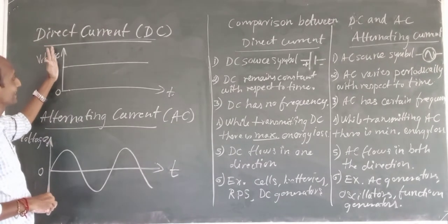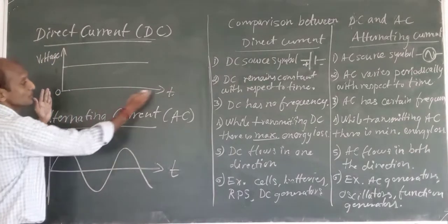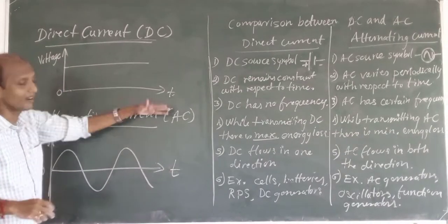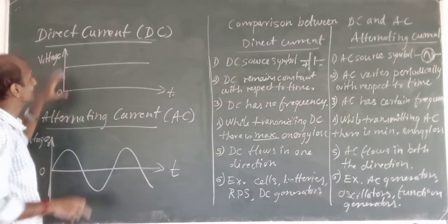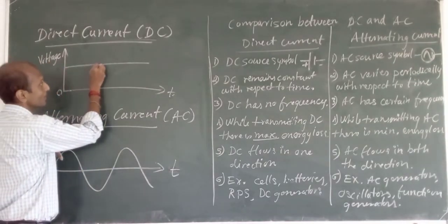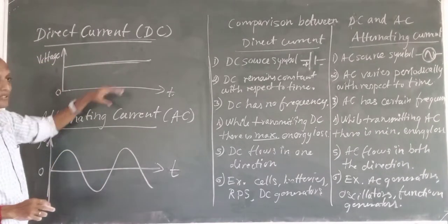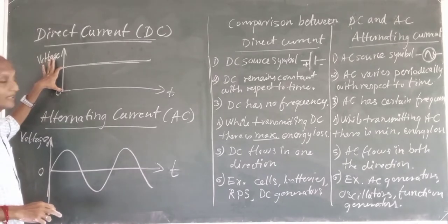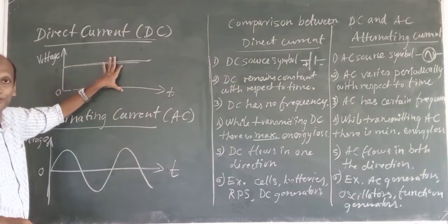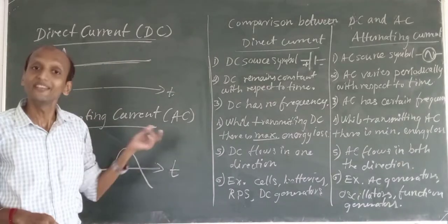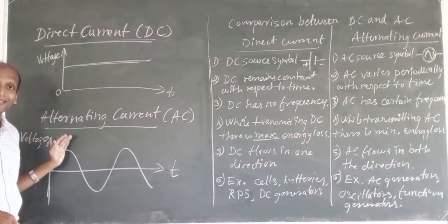We have the y-axis as voltage representation and on the x-axis we have time. Here we can see the voltage, or current, remaining constant with respect to time. For this time it is the same magnitude, here again the same magnitude, the same magnitude. So the magnitude being the strength of the source. So this is direct current.